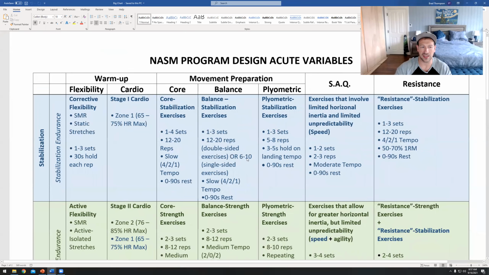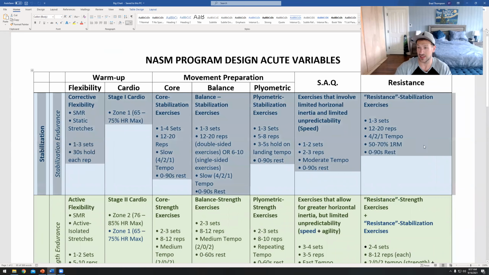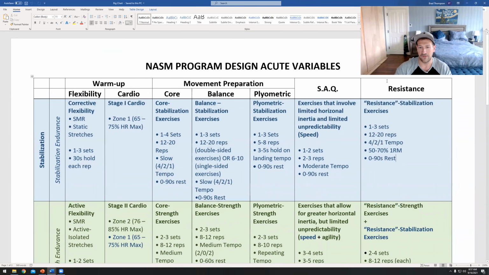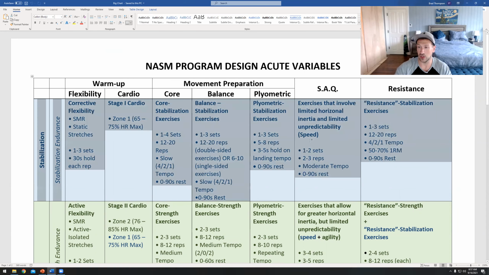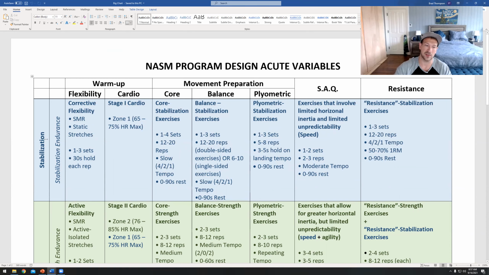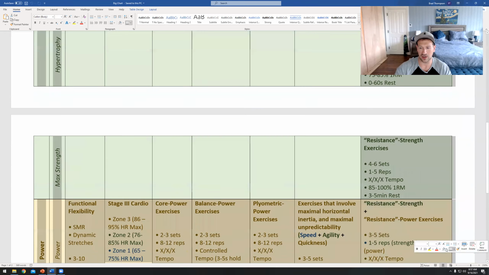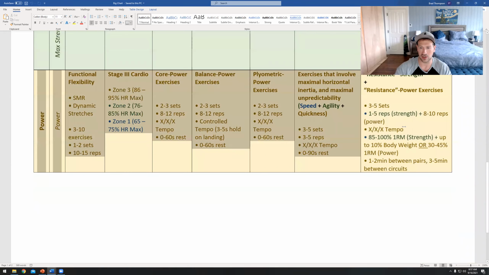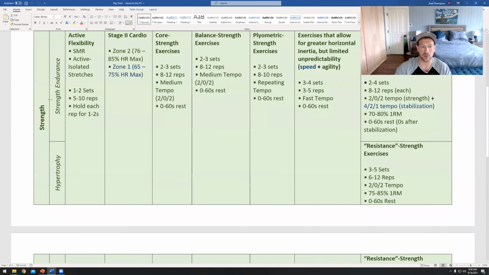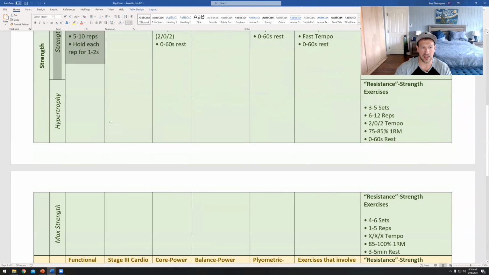All right, so I do want to take us through the big chart today, right? So we are looking at the stabilization level here. I know this doesn't exactly look like the OPT model does, but you can see the blue section here is stabilization, the green section is going to be strength, and the yellow section here is power. And then within strength, we've got sort of three different things.